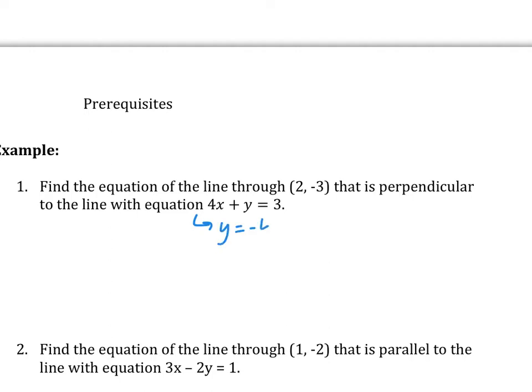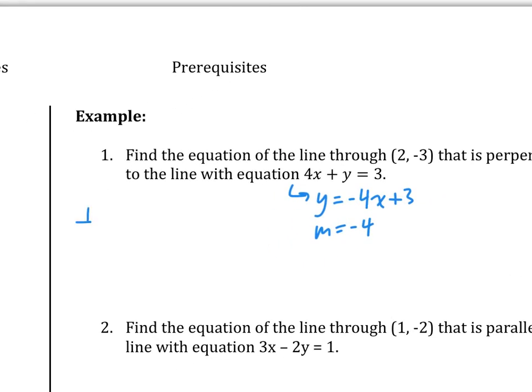Y equals negative 4x plus 3. So m is negative 4. We want it to be perpendicular to this line, so then perpendicular slope is going to be 1/4. So we want a line to have that slope 1/4 and goes through this point. So you can use any method you want.